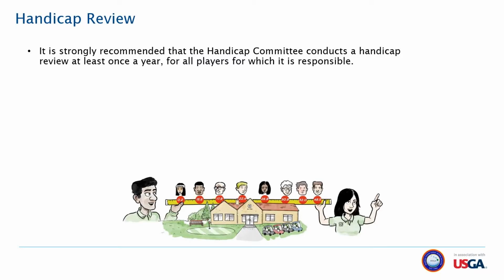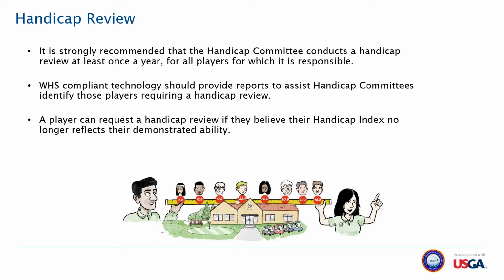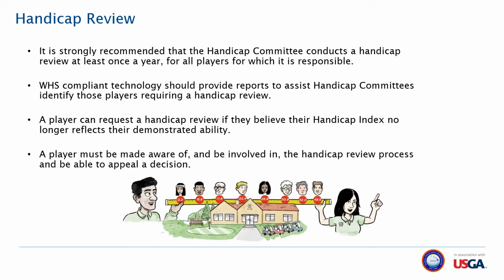Moving on to club handicap committee responsibilities. So, handicap review: it is strongly recommended that the handicap committee conducts a handicap review at least once a year for all players for which it is responsible. WHS compliant technology will provide reports to assist handicap committees to identify those players requiring a handicap review. A player can request a handicap review if they believe their handicap index no longer reflects their demonstrated ability. And lastly, a player must be made aware of and be involved in the handicap review process, as well as be able to make an appeal to the decision.